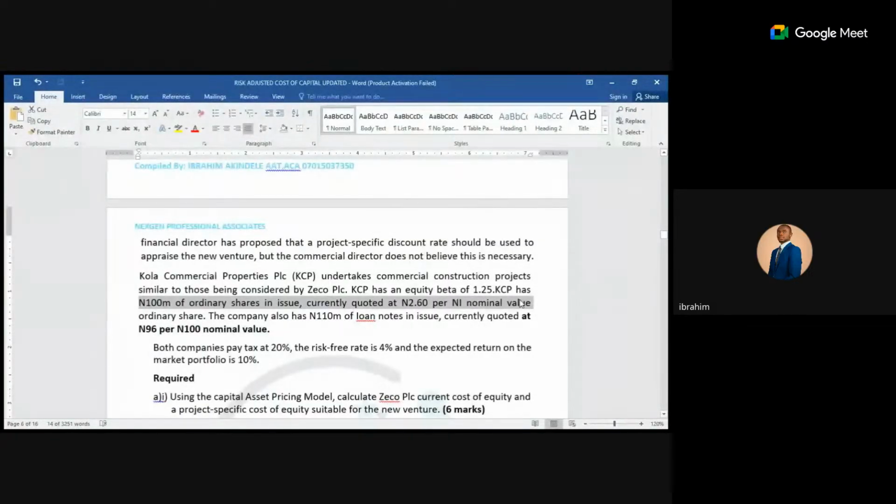How do we determine the value of equity, class? Ordinary share is divided by nominal value: 100 million divided by 100 times 2.6. Okay, you say 100 million divided by what? 100? Where did you see 100? No, it's divided by the nominal value. This is the nominal value. The nominal value is 1 naira, not 100. Look at it. Can you see it? Yes.